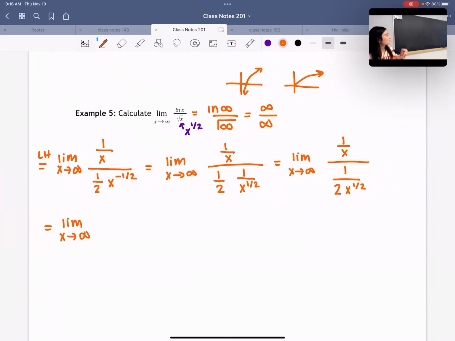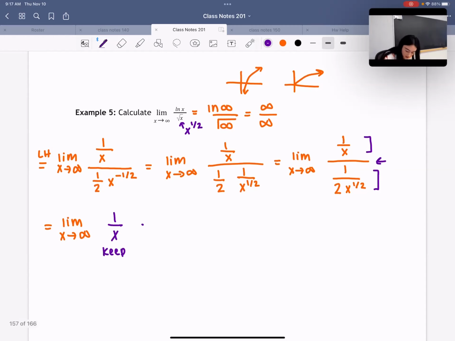Now, someone taught me this last semester, but what we can do is keep the first one the same, change the division into multiplication, and then flip the bottom fraction over. So find the reciprocal. So 2x to the 1/2 over 1. So keep, change, flip this fraction, okay?